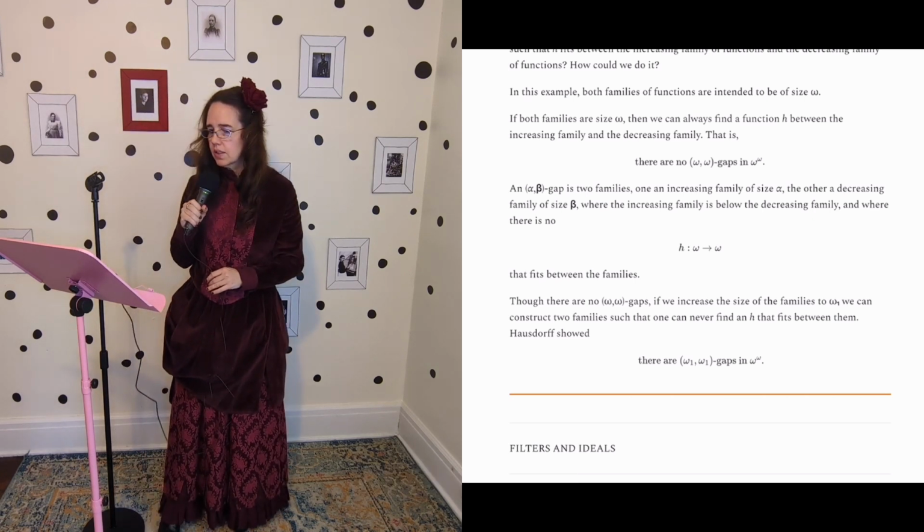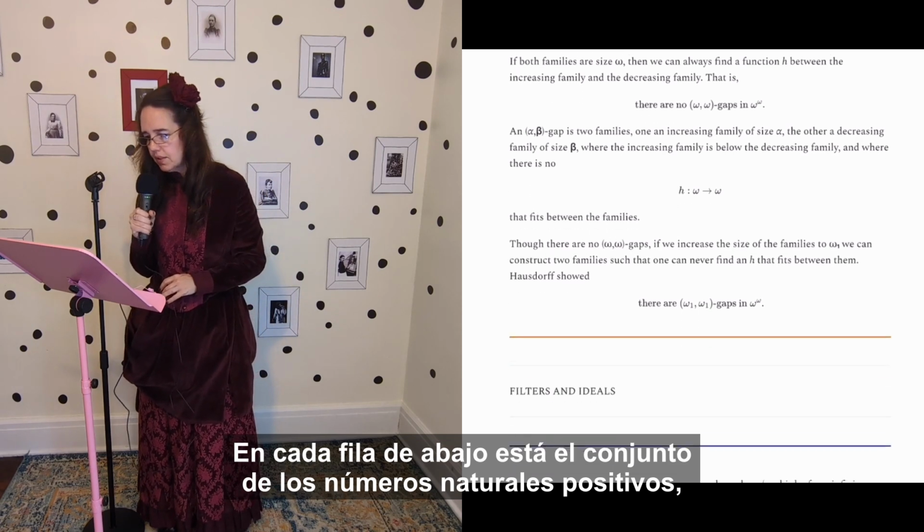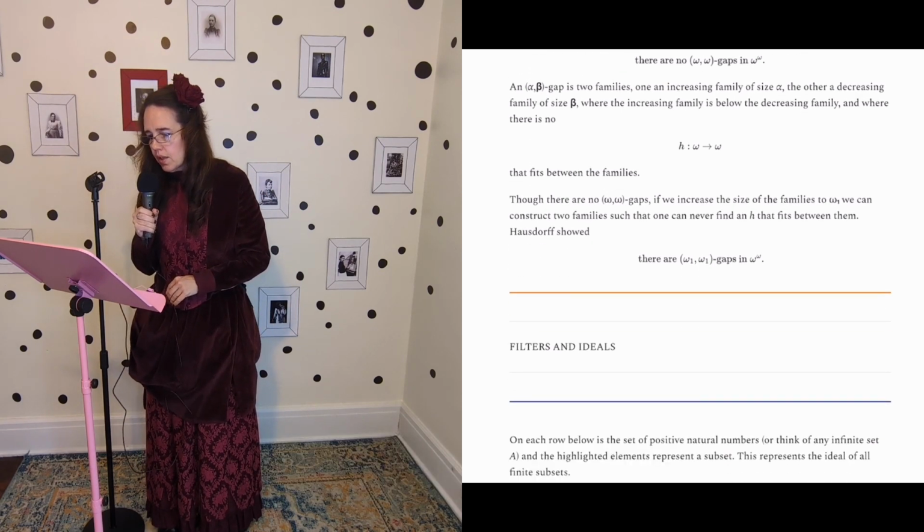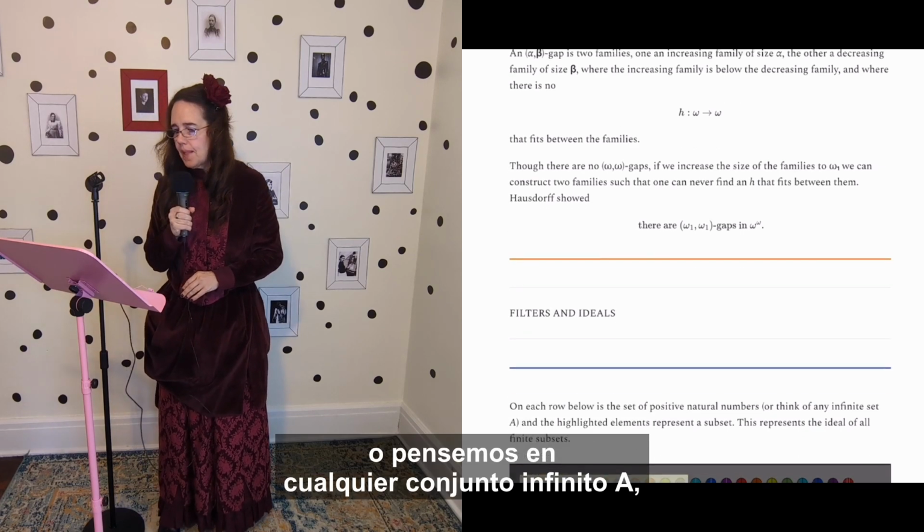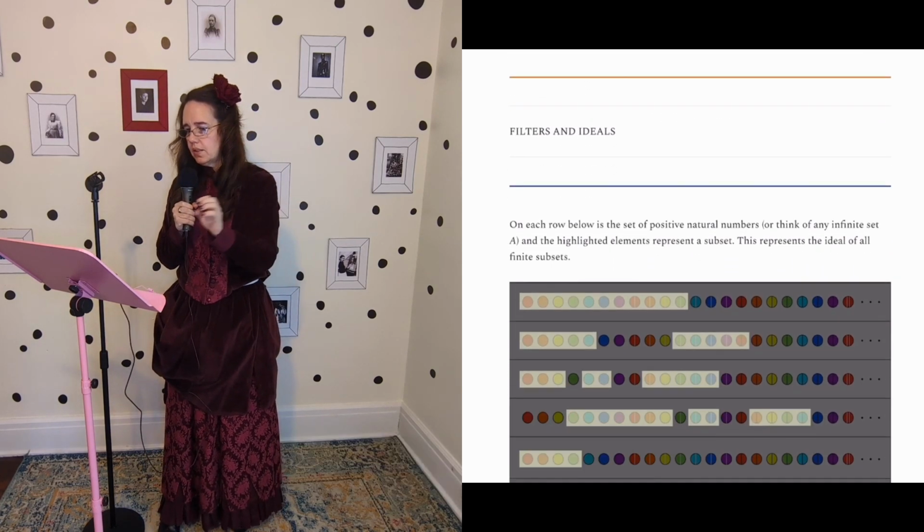Filters and ideals. On each row below is the set of positive natural numbers, or think of any infinite set A, and the highlighted elements represent a subset.